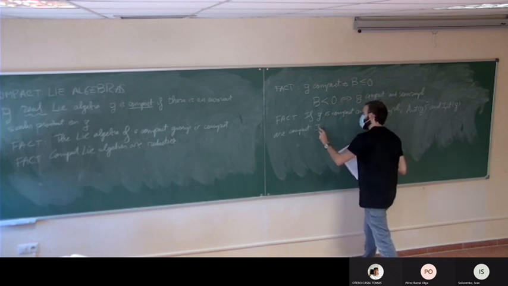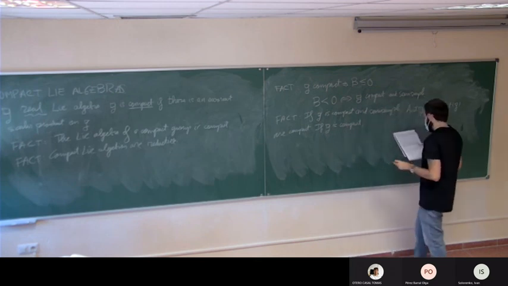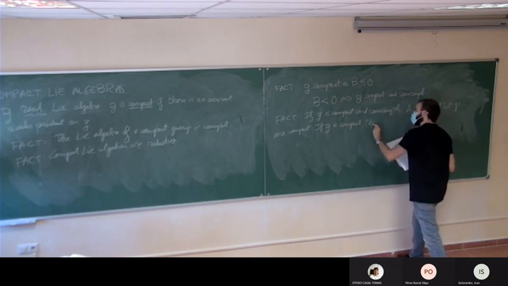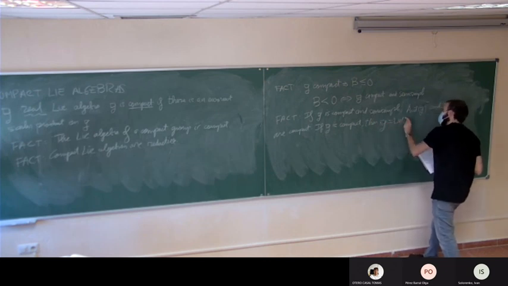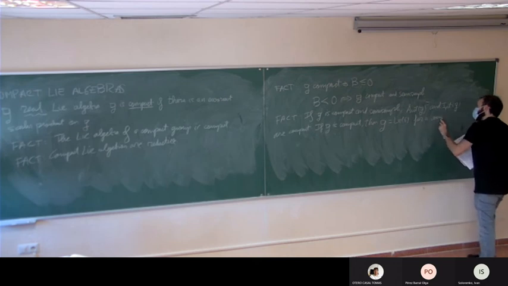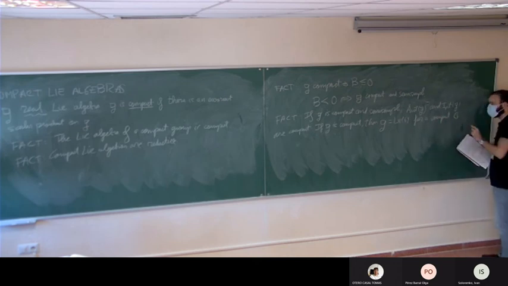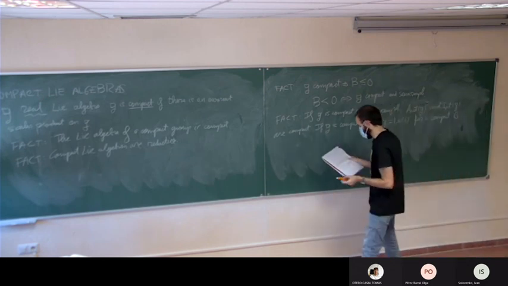Also, if G is compact, then G is the Lie algebra of a compact Lie group. Or a compact. Not all the Lie groups whose Lie algebra is compact are compact. For example, you can take a compact group and take the product with C, with Z, and that is never compact.